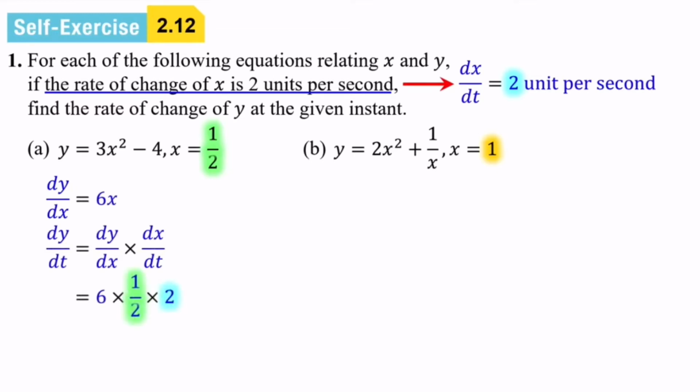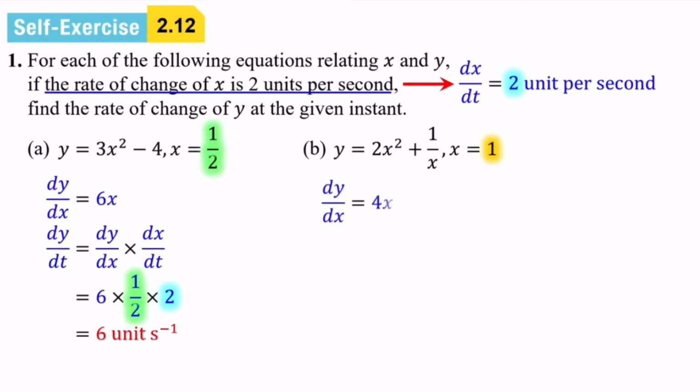6x. So we will substitute 1 over 2 times 6, right? And times the dx dt, which is 2. So the answer is 6. Simple, right?